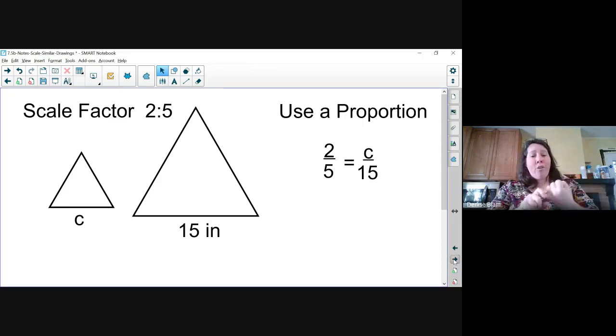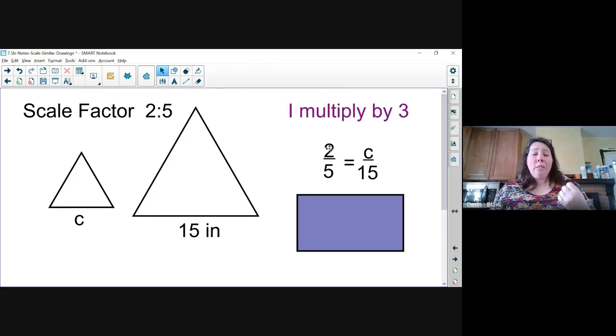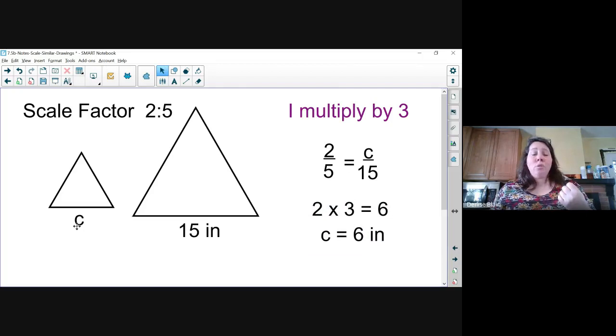So you can find the unit rate again, or you can use a proportion. I'm going to quickly show you how to use a proportion to solve. Again, I know to go from 5 to 15, I have to multiply by 3. So I'm going to multiply my numerator by 3. 2 times 3 is 6, so this is 6.